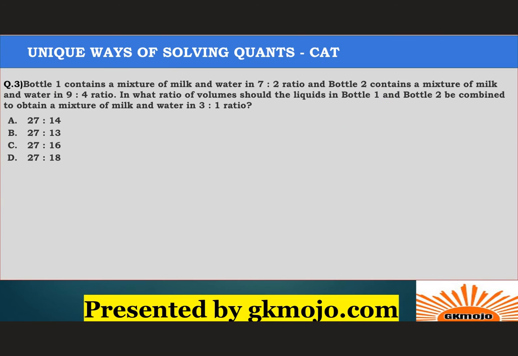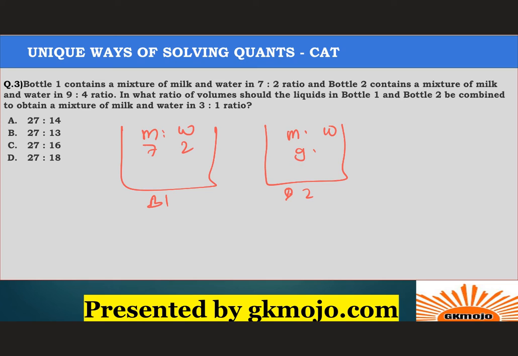Look at this question. Bottle 1 contains a mixture of milk and water in the ratio 7:2. So let's suppose this is bottle 1 and this is bottle 2. Milk is to water over here is 7:2, and milk is to water over here is 9:4. In what ratio of the volume should the liquids in bottle 1 and bottle 2 be combined to obtain a mixture of milk and water in 3:1 ratio?